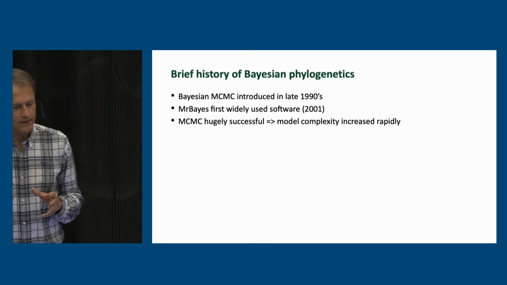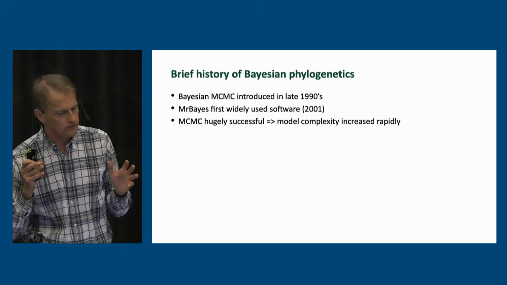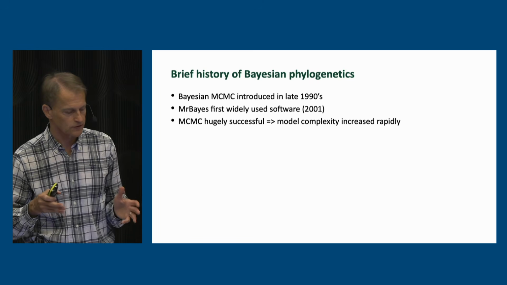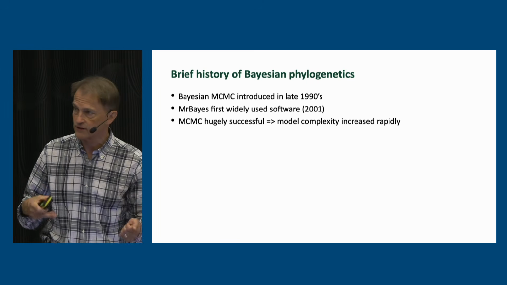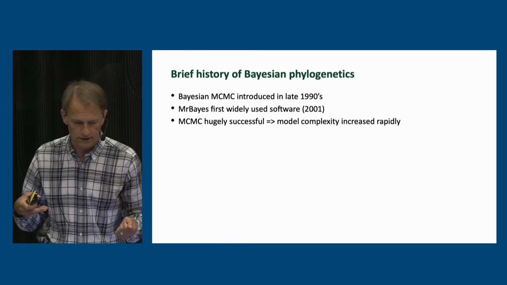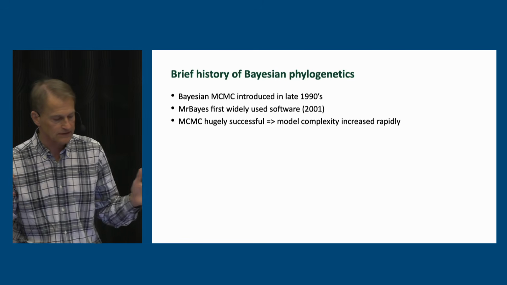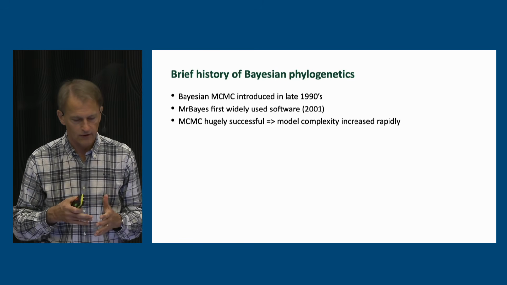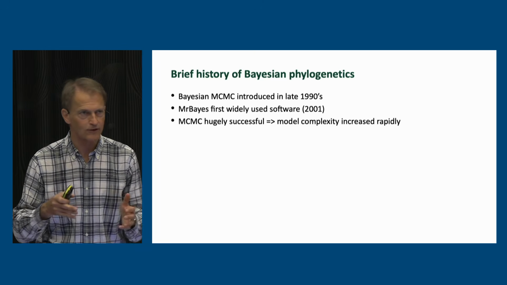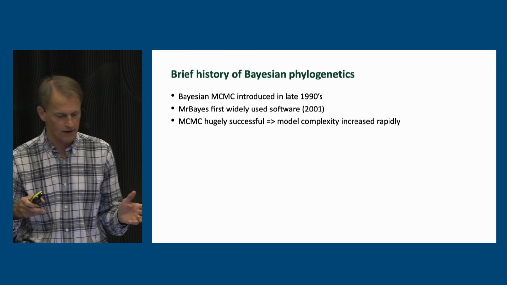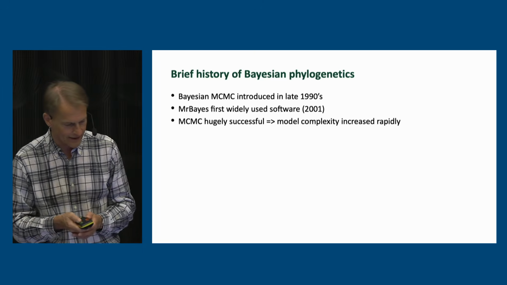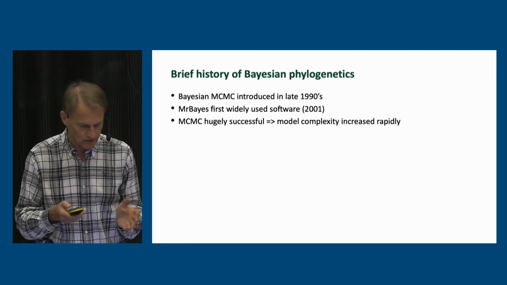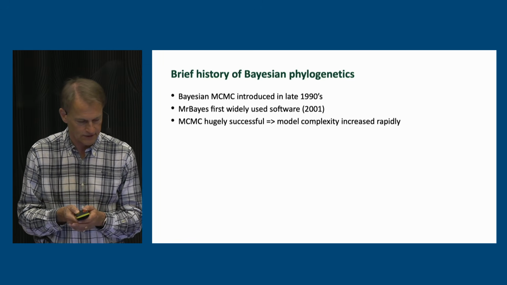MCMC actually was hugely successful. This is the first time that we could do parametric statistical inference for these types of problems for any realistic problem sizes. So there was a period when people were considering more and more complex models and using the MCMC machinery to address them.